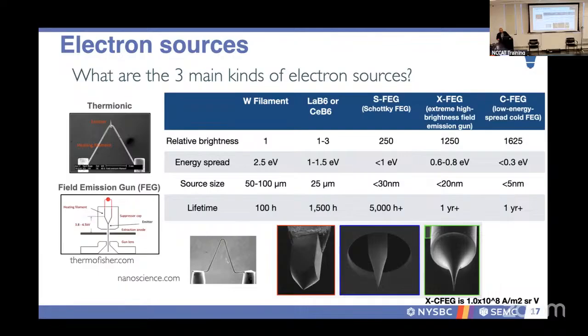When it has more brightness, it really depends on the use case. For a lot of users, they want the throughput.